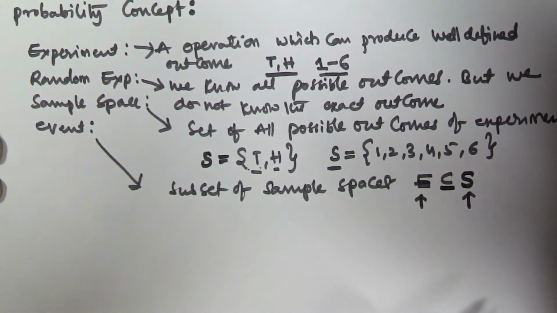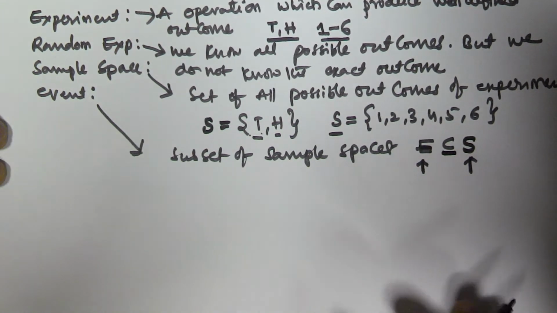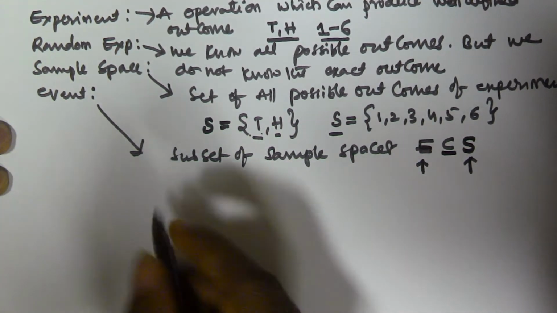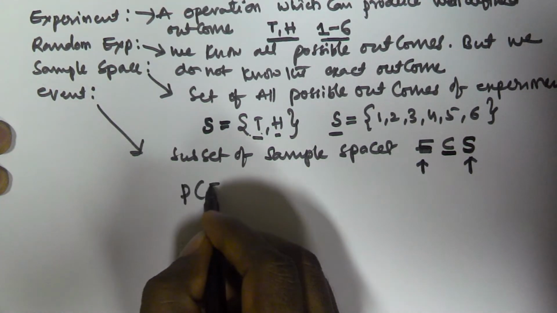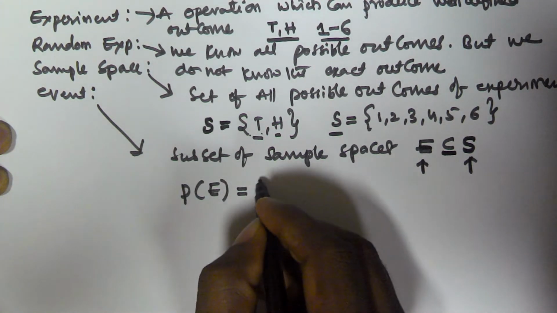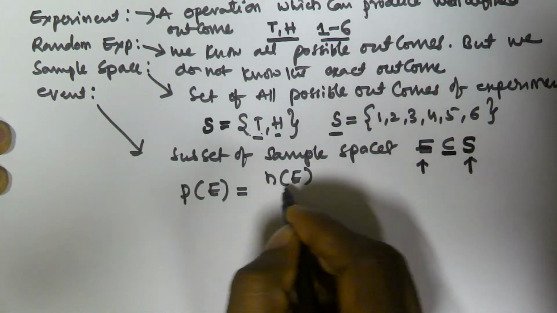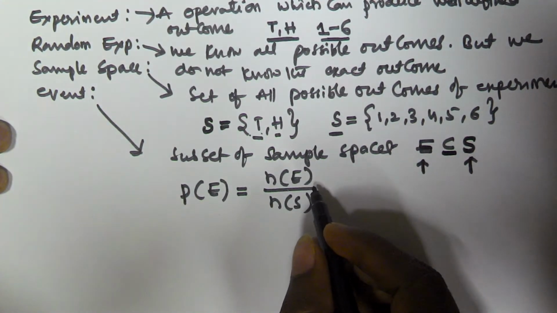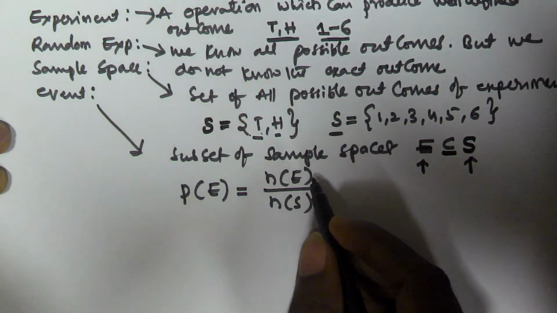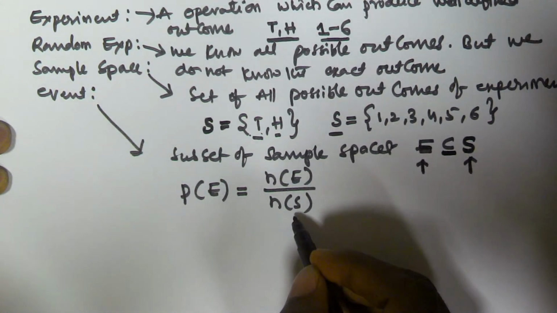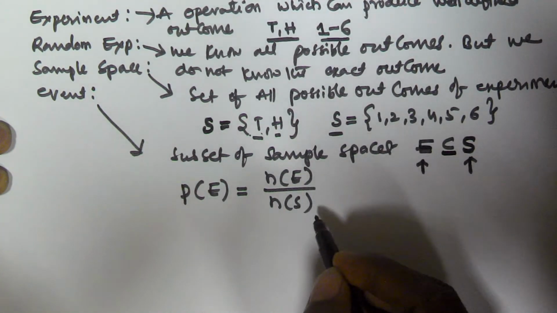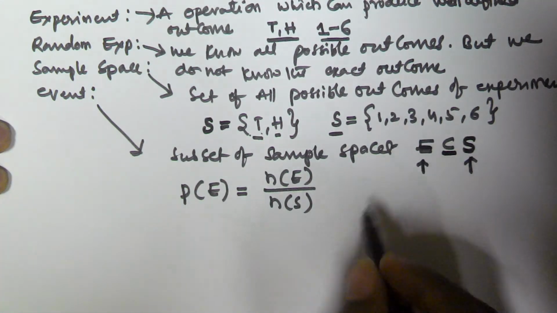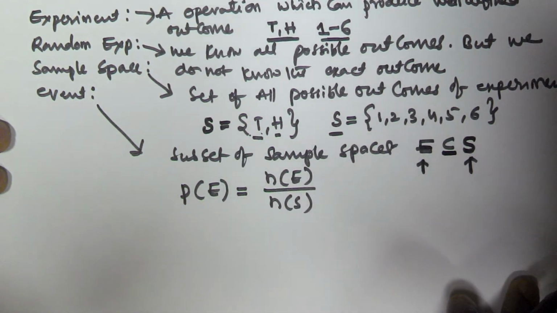When we have a sample space S and an event E, the probability of E is defined. The probability of occurring event E is given by n(E) by n(S). Here n(E) gives the number of elements in the event, and n(S) gives the number of elements in the sample space.